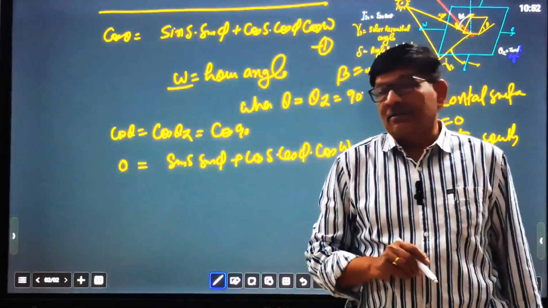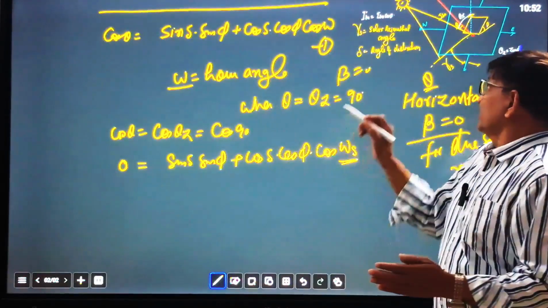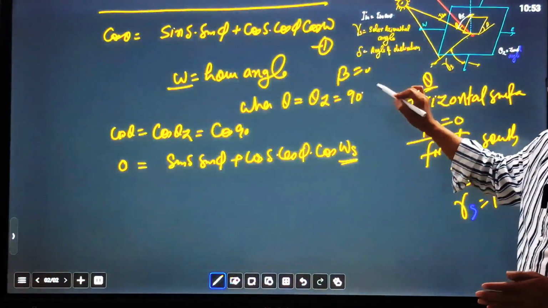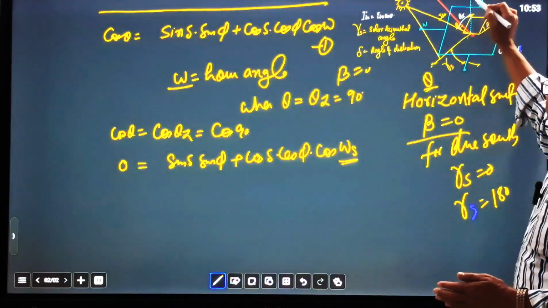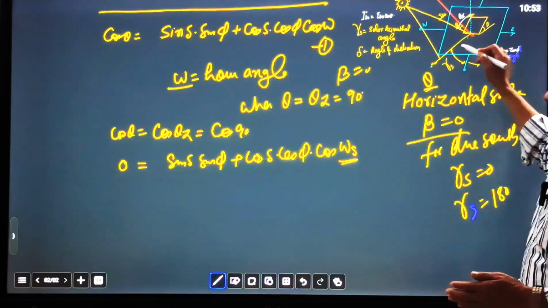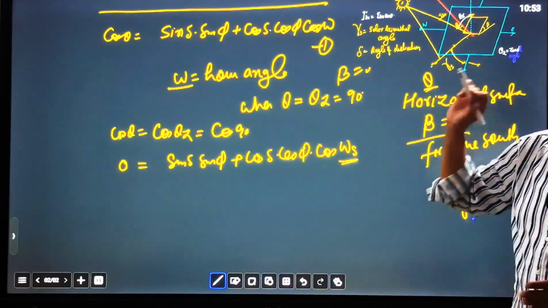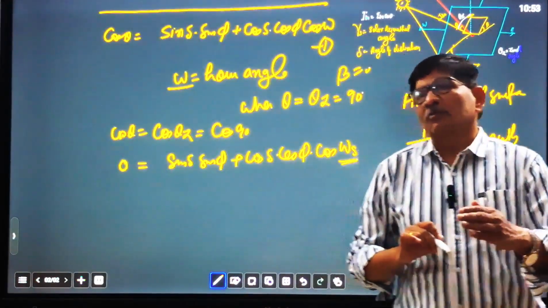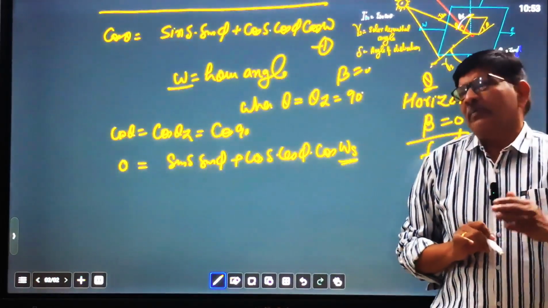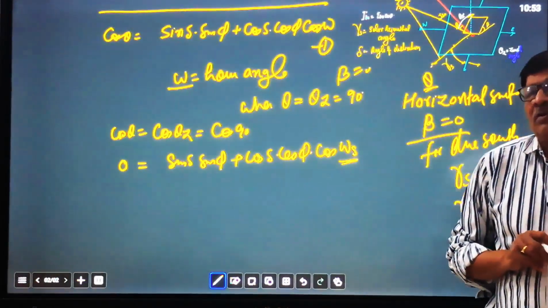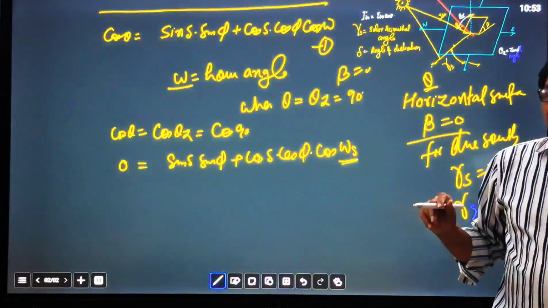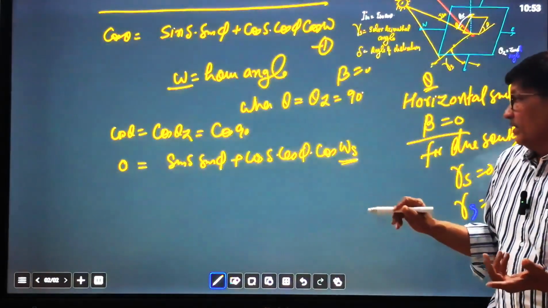Under that condition, the sun rays are parallel to the surface in the early morning, and at noon the sun becomes perpendicular. So from 6 a.m. up to 12 noon, the maximum angle we get is 90 degrees, and 15 degrees equals 1 hour.